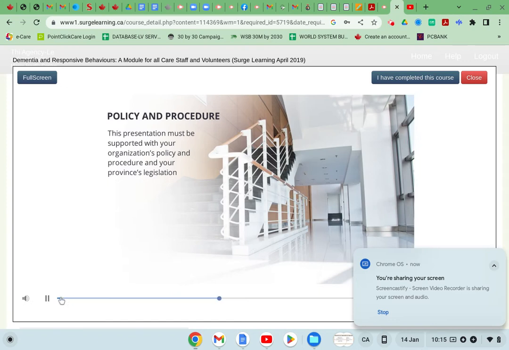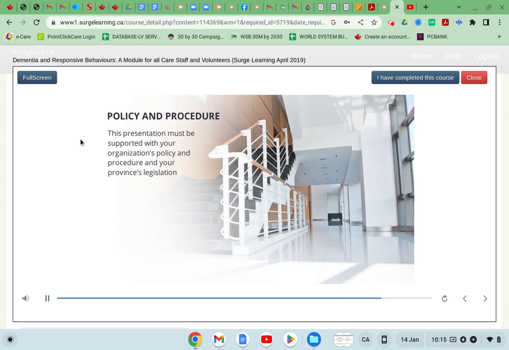Supported with your organization's policy and procedure, as well as your provincial legislated requirements.